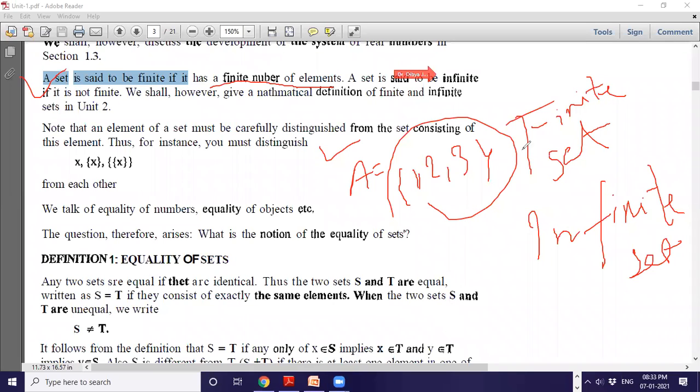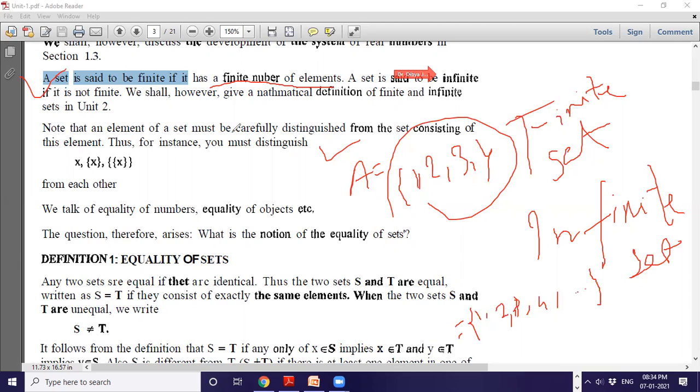Our elements go to infinity. Means, if I say it in simple words, if I am writing a set like 1, 2, 3, 4, dot dot dot, it means the numbers don't end. These numbers are not ending, they keep going: 1, 2, 3, 4, 5, up to infinity. So this set will be infinite.